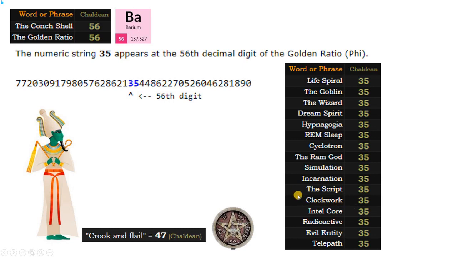Clockwork, and this is reference to Clockwork Orange because those orange waves are linked to the state of REM sleep, of us sleeping in the matrix. Then we have Intel Core linked to the computer, radioactive, evil entity, so this entity running the matrix is not benevolent, and telepath, and I believe there's a telepathic connection between the machine and us. And as you see, Osiris has a crook and a flail, and crook and flail is 47 in Chaldean, and here we have again the Tetragrammaton.